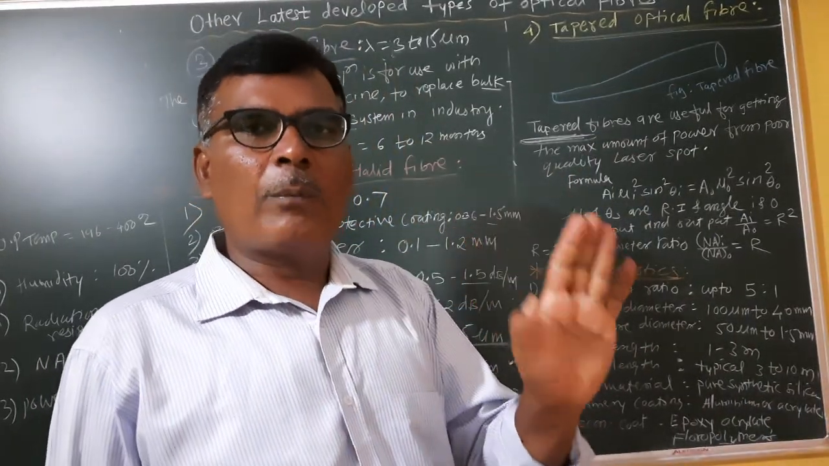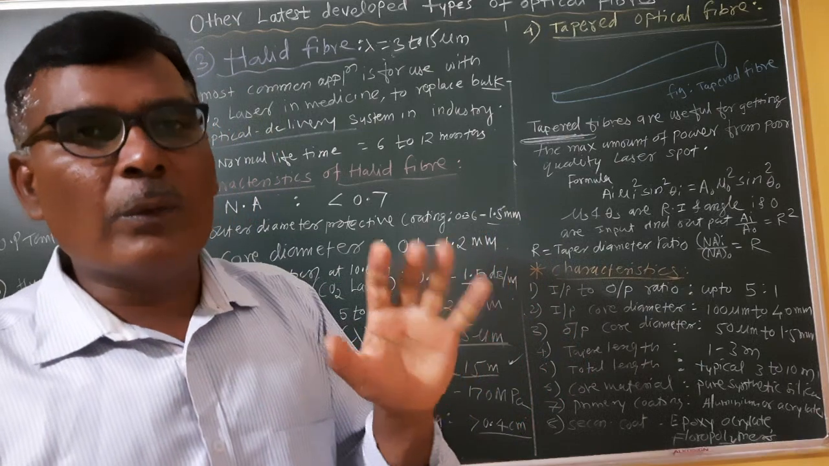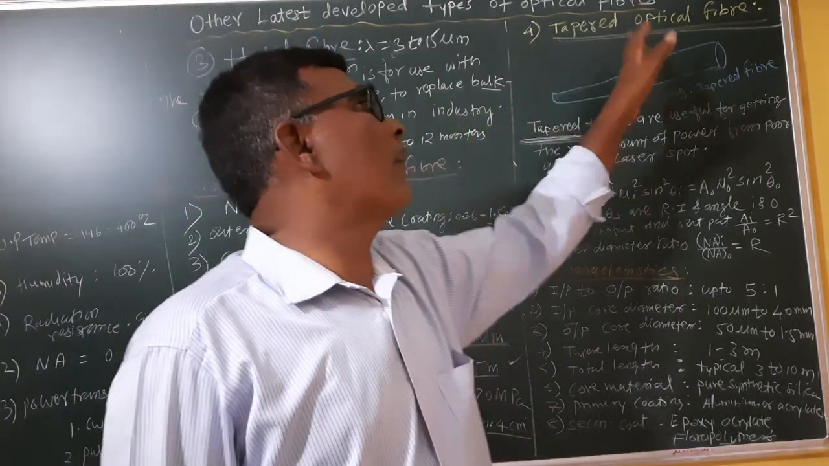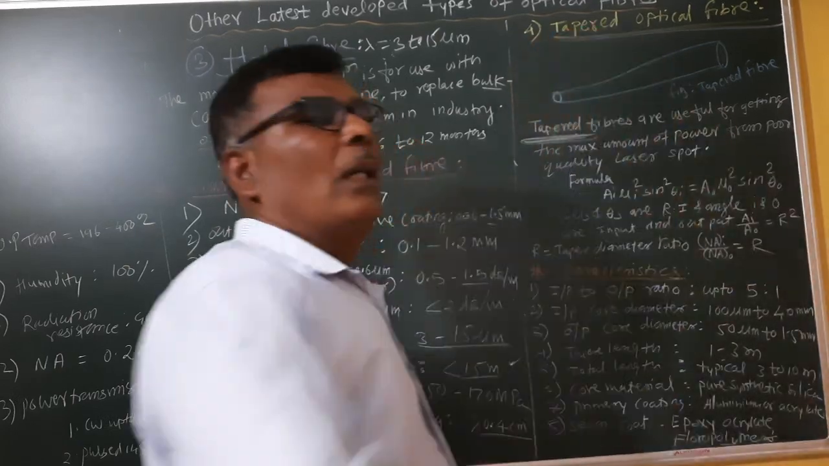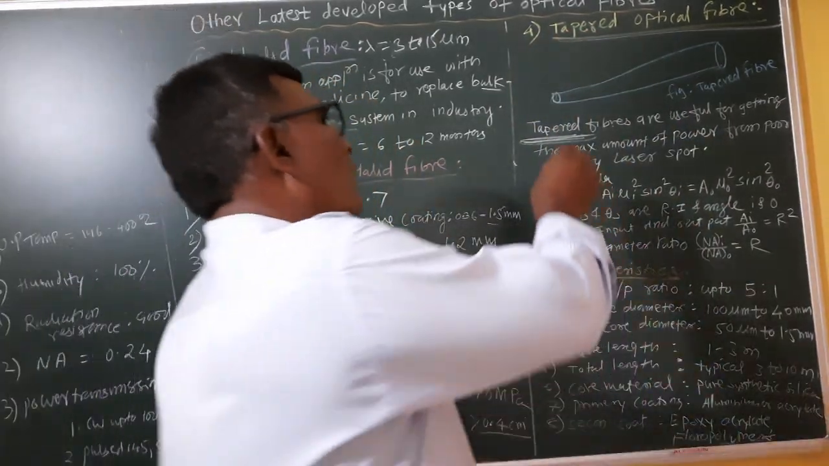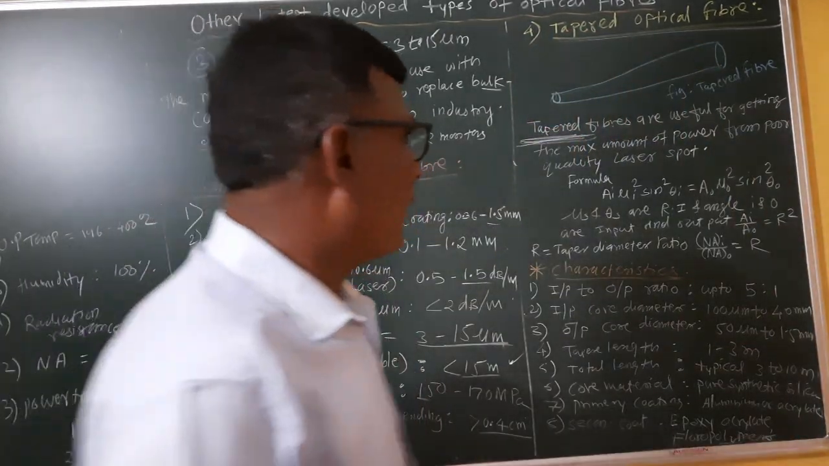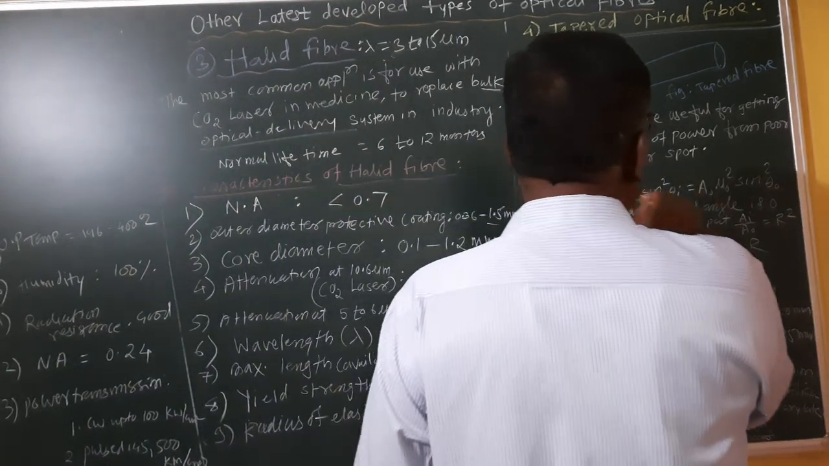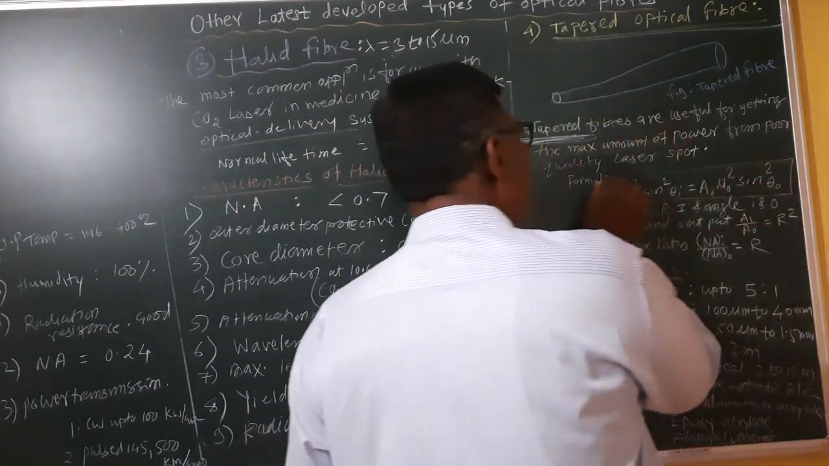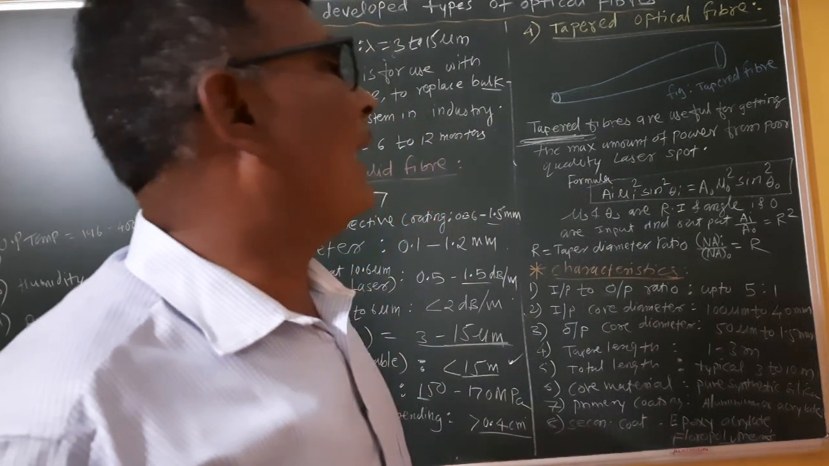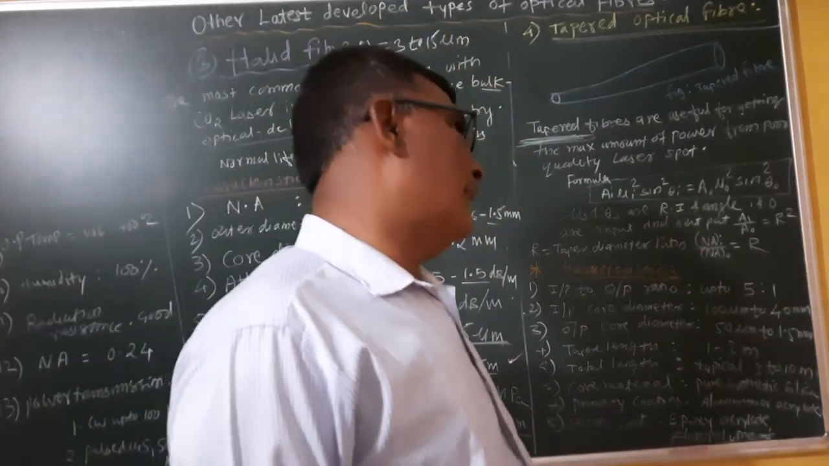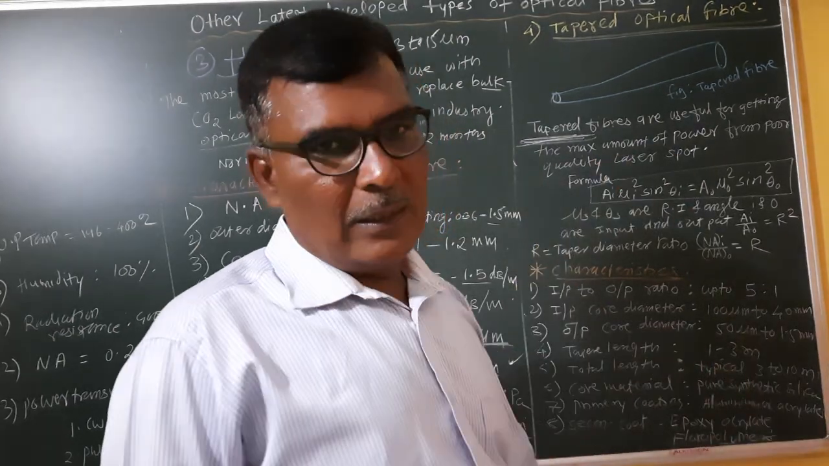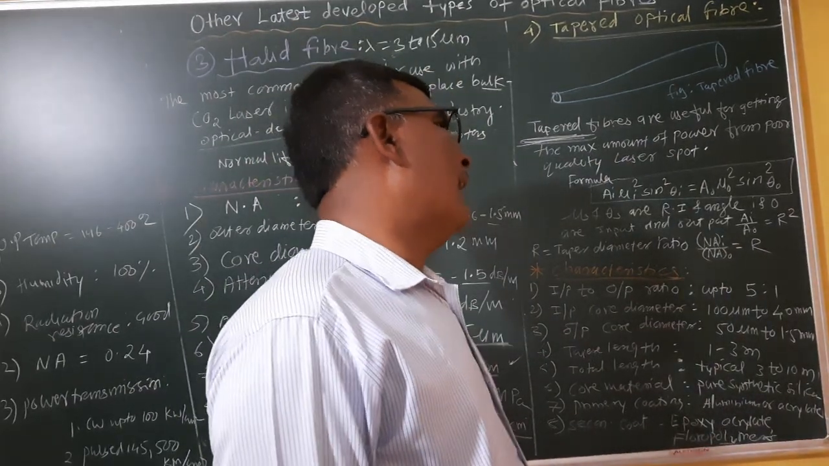To use the maximum amount of power from a poor quality laser spot, tapered fiber is used. Tapered optical fiber is used for such a condition. So the option is tapered. And what is the formula for the tapered fiber? That is AI mu I square sin square theta I equals A0 mu 0 square sin square theta 0. Mu is the refractive index and theta is the angle.